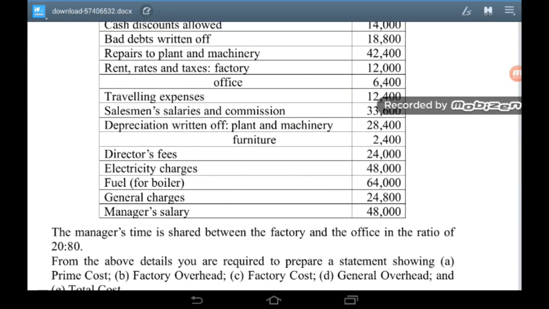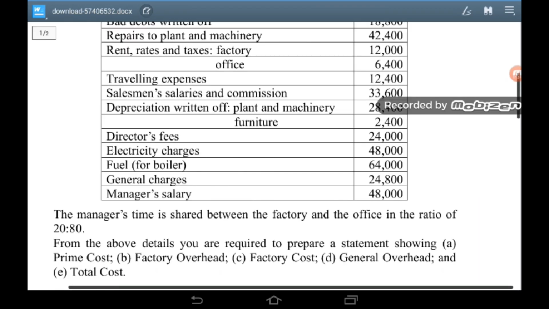Repairs to plant and machinery 42,400. Rates and taxes factory 12,000. Office 6,400. Travelling expenses 12,400. Salesmen's salaries and commission 33,600. Depreciation written off plant and machinery 28,400. Furniture 2,400. Directors fees 24,000. Electricity charges 48,000. Fuel for boiler 64,000, general charges 24,800, manager's salary 48,000. The manager's time is shared between the factory and the office in the ratio of 20:80.